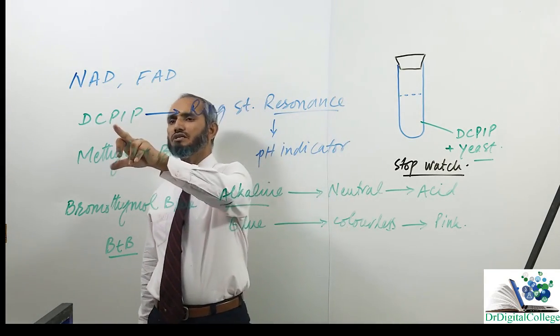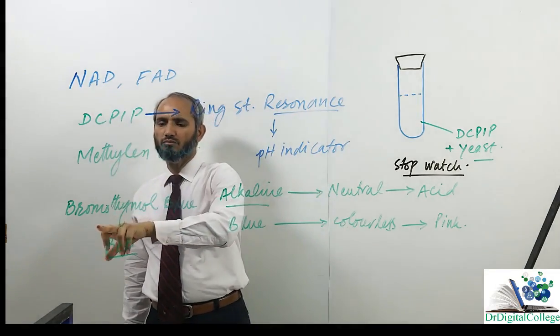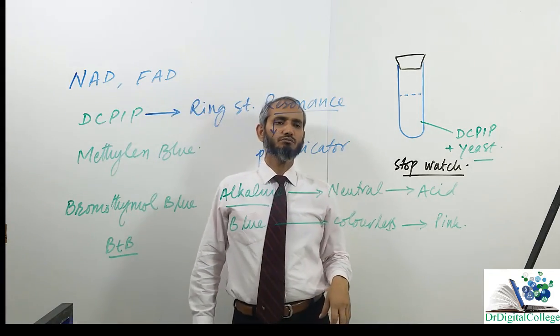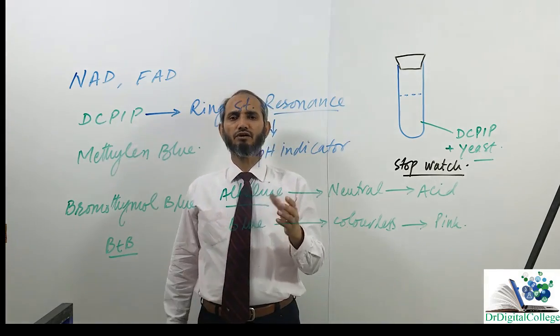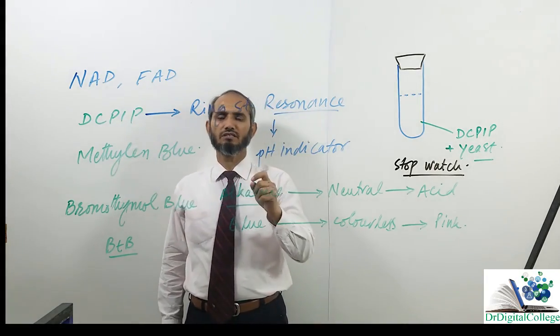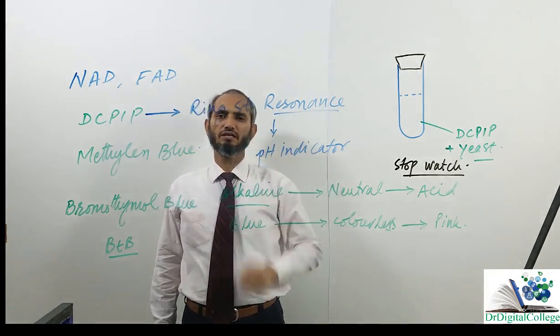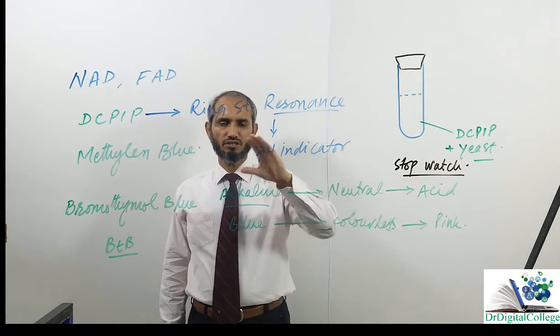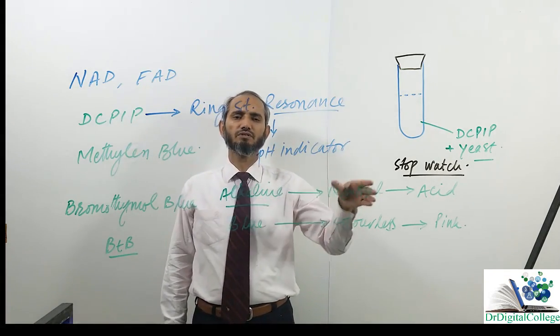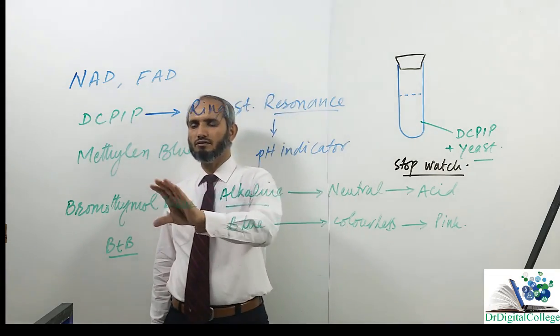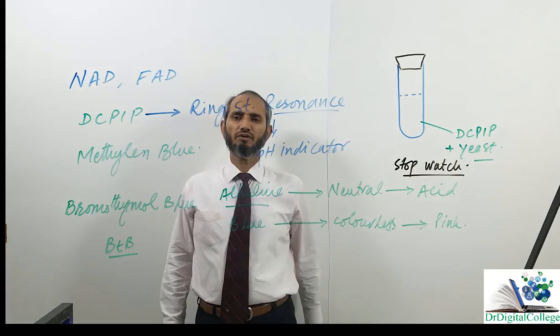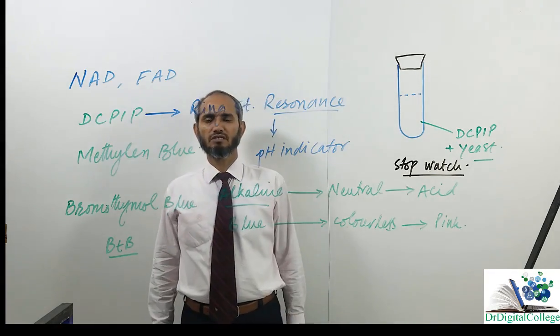Now, all these three, DCPIP, methylene blue and bromothymol blue, can also be used for the measurement of the rate of photosynthesis, because in photosynthesis there are also oxidation reduction processes. Respiration is an oxidation process and photosynthesis is an overall reduction process. So we can use these for the measurement of the rate of photosynthesis, which we will study in the next chapter.